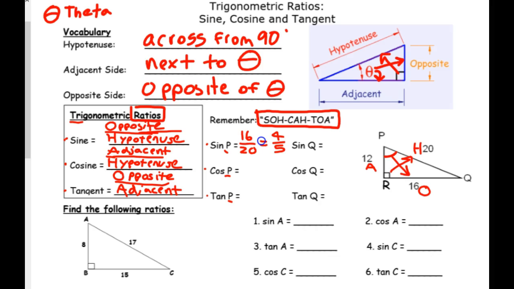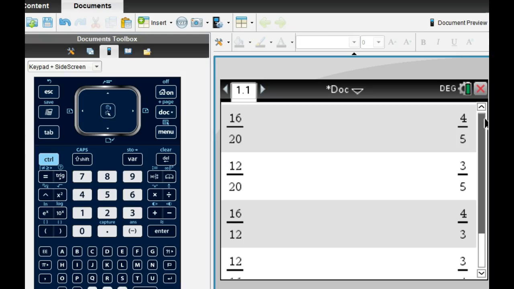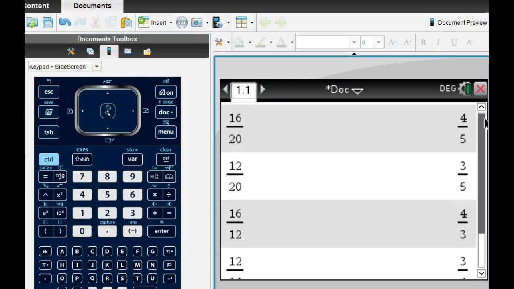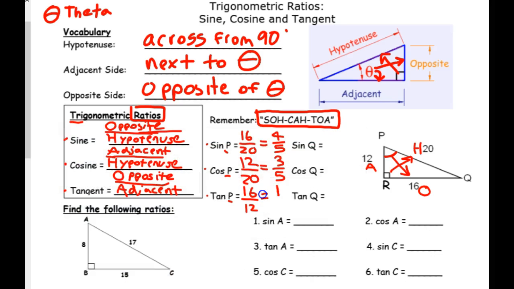So what's A? 12. H is 20. So A over H, 12 over 20. Reduce that, and we do get 3 over 5. Cool. Now tan is TOA, O over A, which is 16 over 12, which is going to be 4 over 3. Now, if you can remember Sohcahtoa, and if you can label O, H, and A, then this is not that bad so far, right?